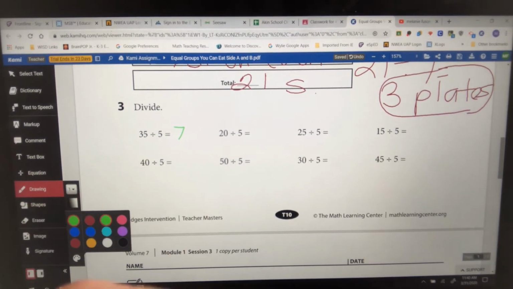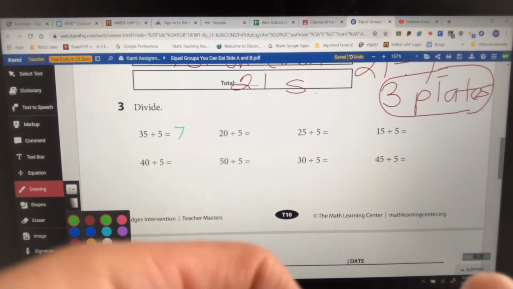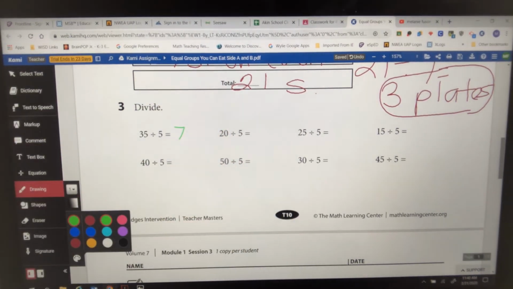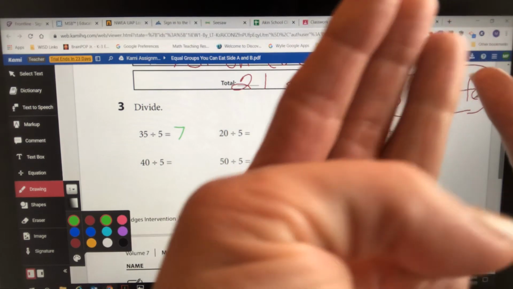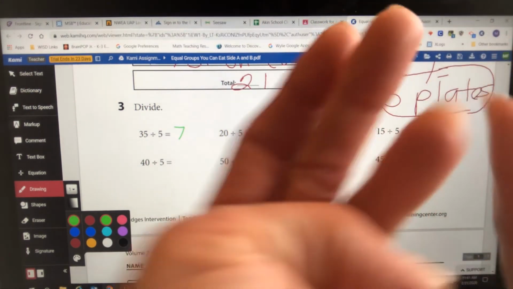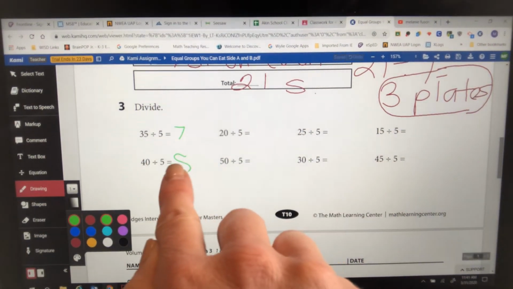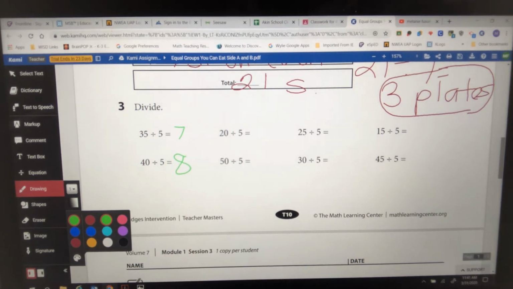All right, let's try 40 divided by 5. How many 5s are there in 40? How many times will I count by 5? 5, 10, 15, 20, 25, 30, 35, 40. I counted 8 times, so 8 is my answer.